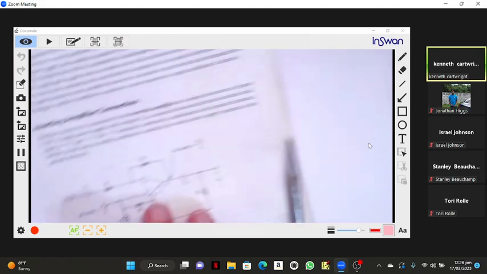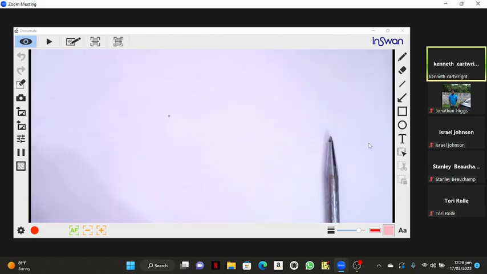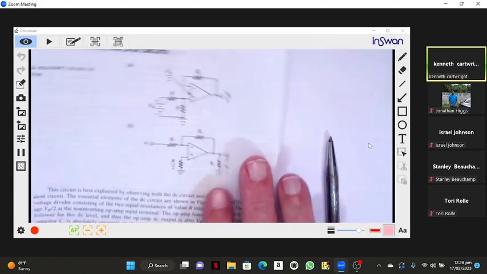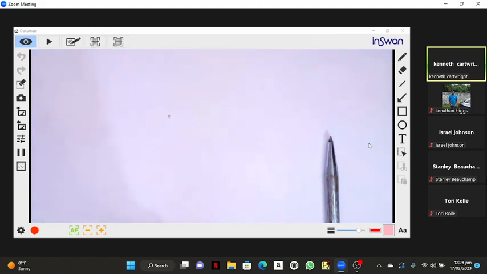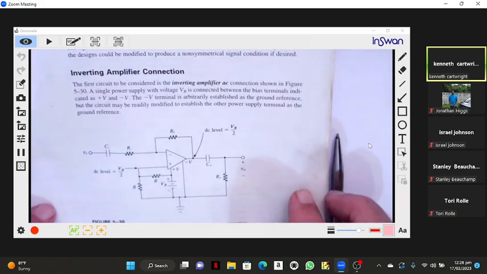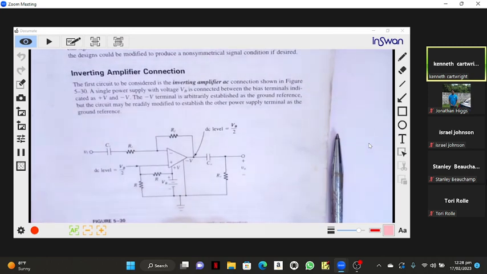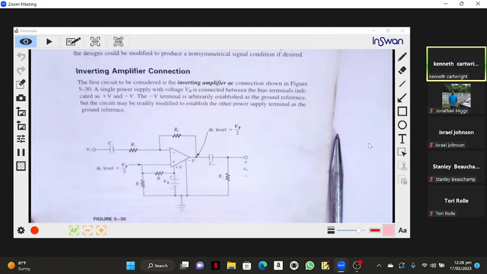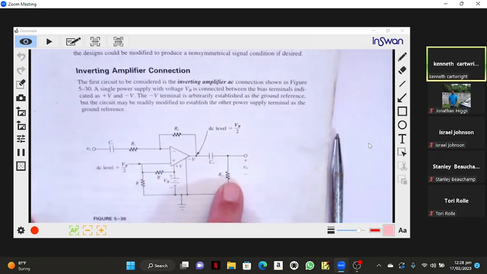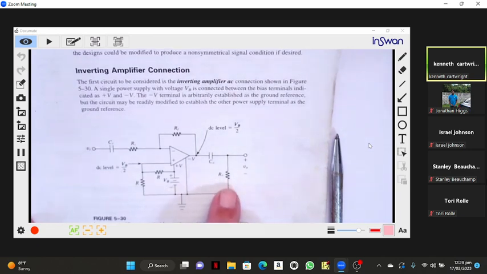Let me go over the page. Okay. I hope you all got a shot of this. As far as DC is concerned, that capacitor is not there. That capacitor is not there. So RO is not in the circuit, as far as DC is concerned.